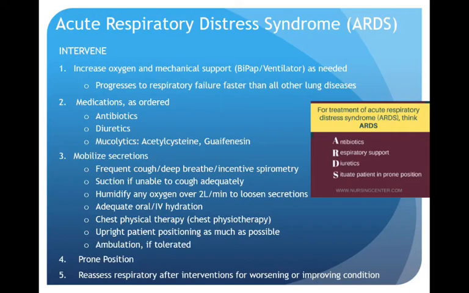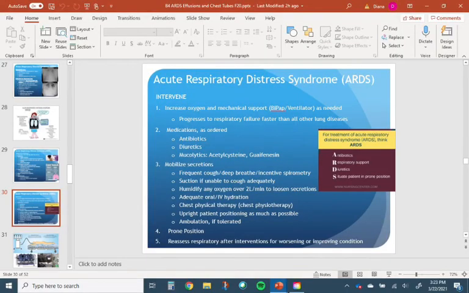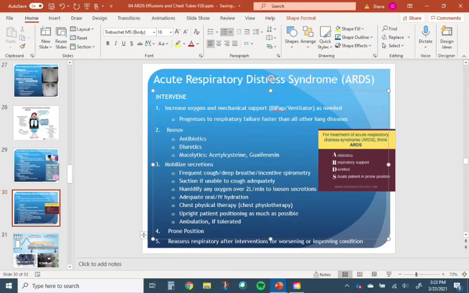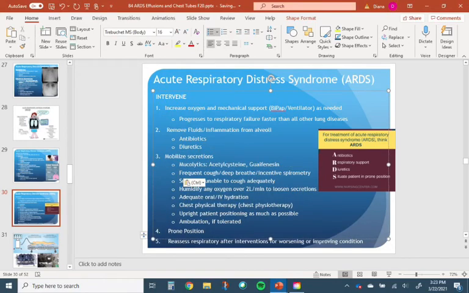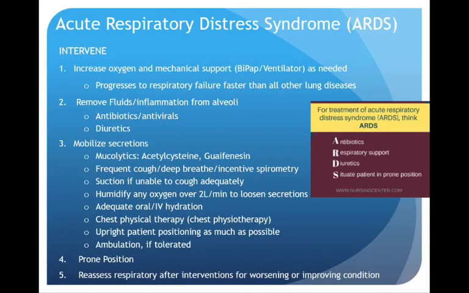So let me just fix this slide a little bit for you to make it a little bit easier to understand. So we're going to increase oxygen and medication support, and let's just change this to remove inflammation from alveoli rather than putting them in. We're going to put the meds into their proper categories. So that makes maybe a little more sense. So you can update your slide here to mimic this one. And for future reference, I will have these slides updated.